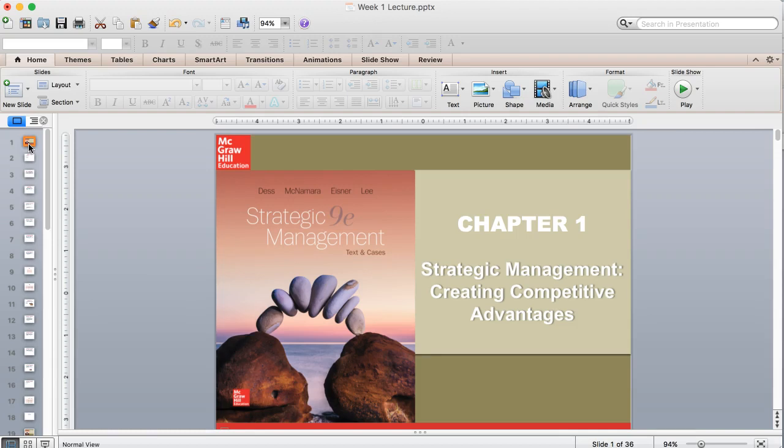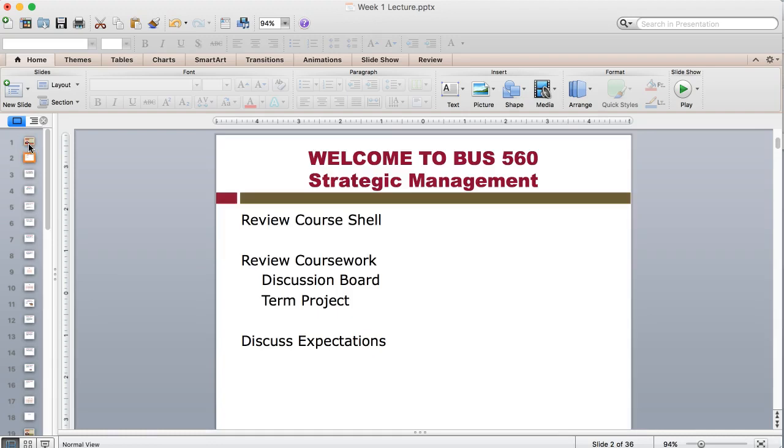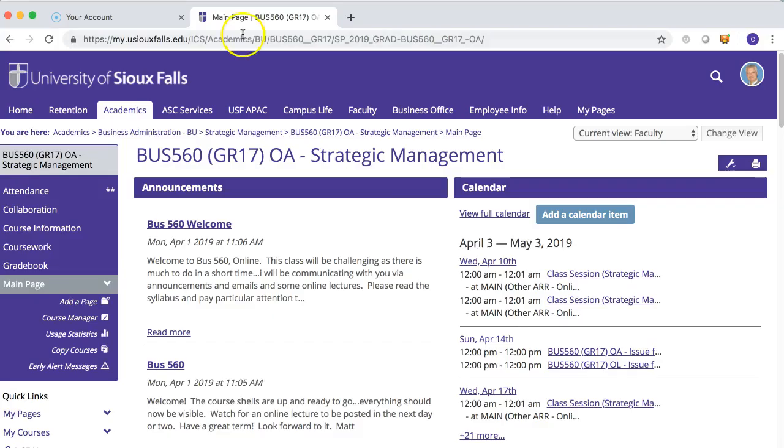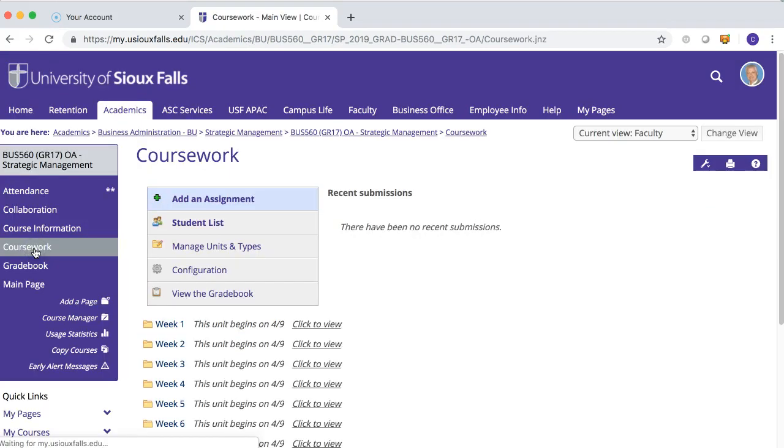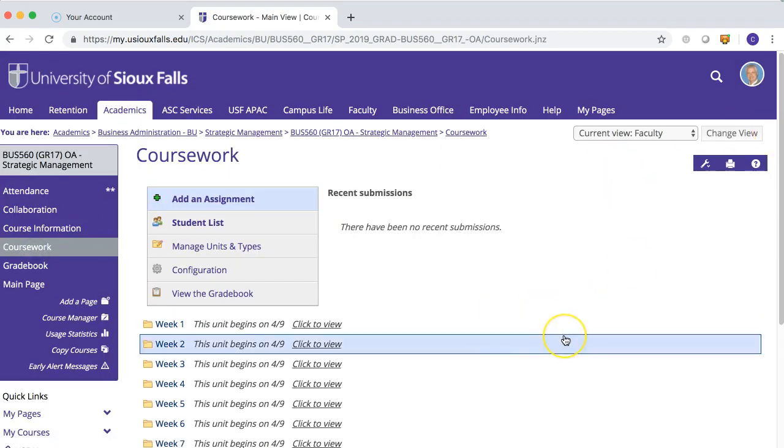I wanted to just start by taking a quick moment to go through the course shell. On my courses, I'm going to flip over to the home page. Essentially everything that you're going to need for the class is under coursework. And if you click on that, you'll see the 7 weeks of assignments, 7 units, and that's really where you need to go to find the coursework.